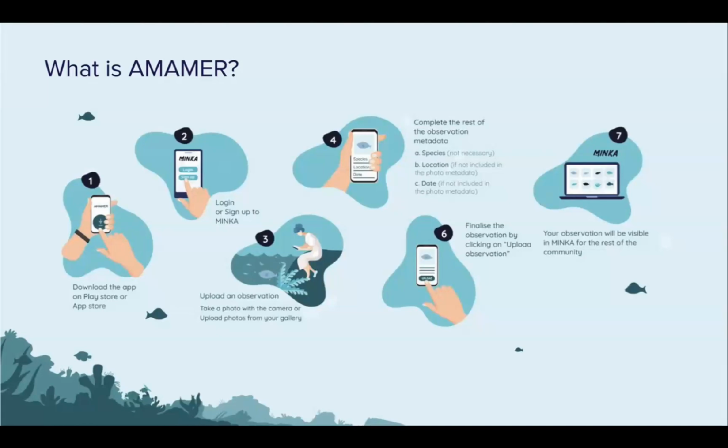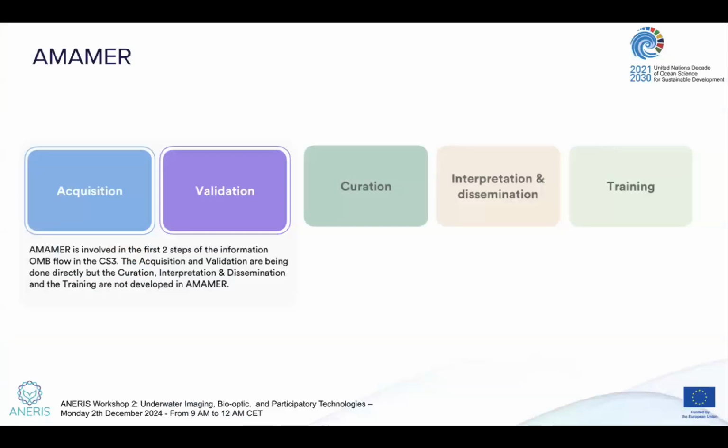It's pretty easy to use, you just download an app. That's what we are going to explain today: how we developed this app, and which technologies are behind it. You log in, you create your account, and you upload an observation with different steps. So you define species, location, date, metadata. Then you upload it to the platform, and then to a common Minka community for people to see, to add information, and to see different biological observations on a map, as Jaume explained at the very beginning.